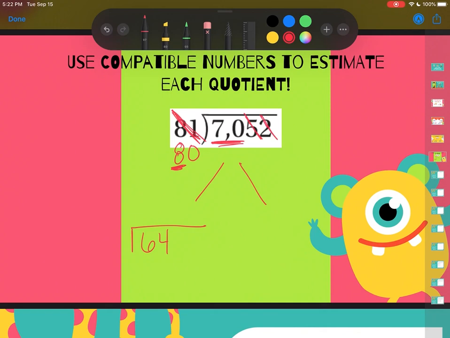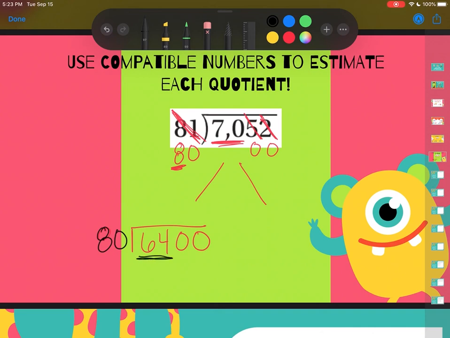But I had that 5 and that 2 that I did not use. And so they're going to become 2 zeros at the end of each of my numbers. So I end up with 6,400 divided by 80.